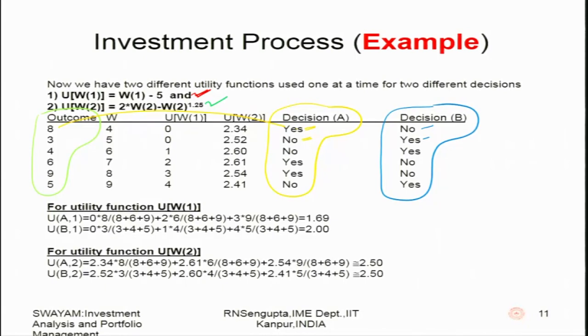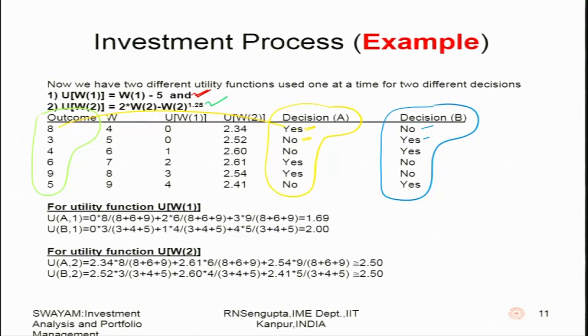Similarly, if I pay attention to decision B and the outcomes, we see that 8 is not possible, 3 is possible, 4 is possible, 6 and 9 are not possible, while 5 is possible. I am only reading the values which are in the outcome. Now, what does that mean?